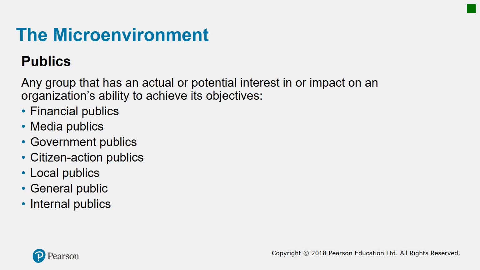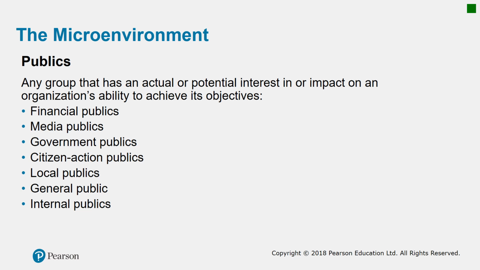The next actor is the public. It is any group that has an actual or potential interest in or impact on an organization's ability to achieve its objectives. The public's examples can be financial publics, media publics, how the media portray the company's brand, portray the company's image in the eyes of customers. Then the government publics, all right, and then we have citizen action publics, local publics, general publics, and internal publics. Publics in general that have an interest in the company's brand and products definitely are still within the control of the company.